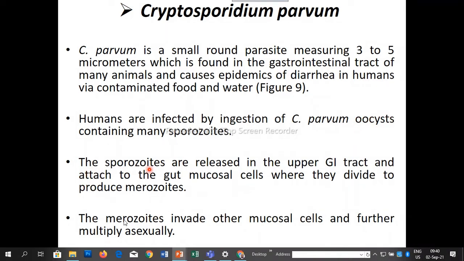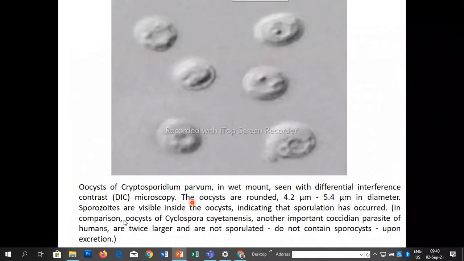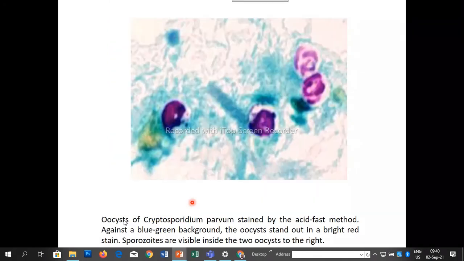So the trophozoites are released in the upper GI tract and attach to the gut mucosal cells where they divide to produce merozoites. So we have sporozoites, we have merozoites. The merozoites will invade other mucosal cells and further multiply asexually. Those are the oocysts of Cryptosporidium parvum in a wet mount seen with differential interference contrast. Also, this is the oocyst of Cryptosporidium parvum stained by acid-fast stain.